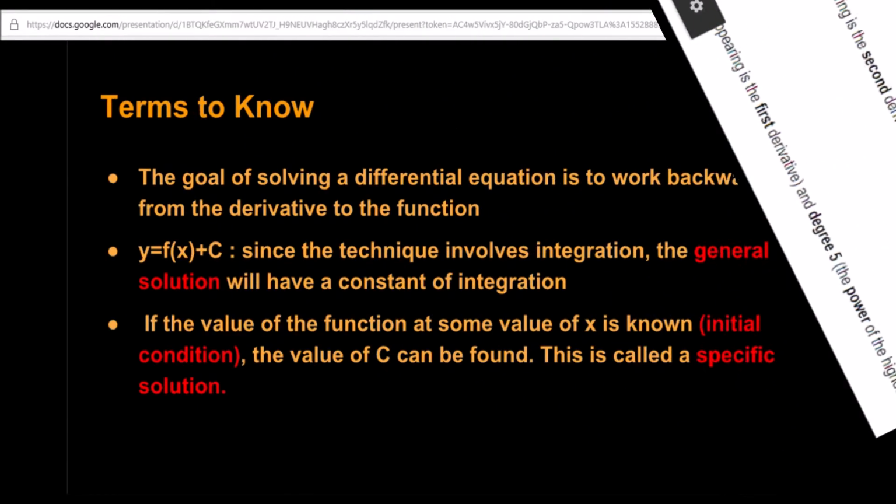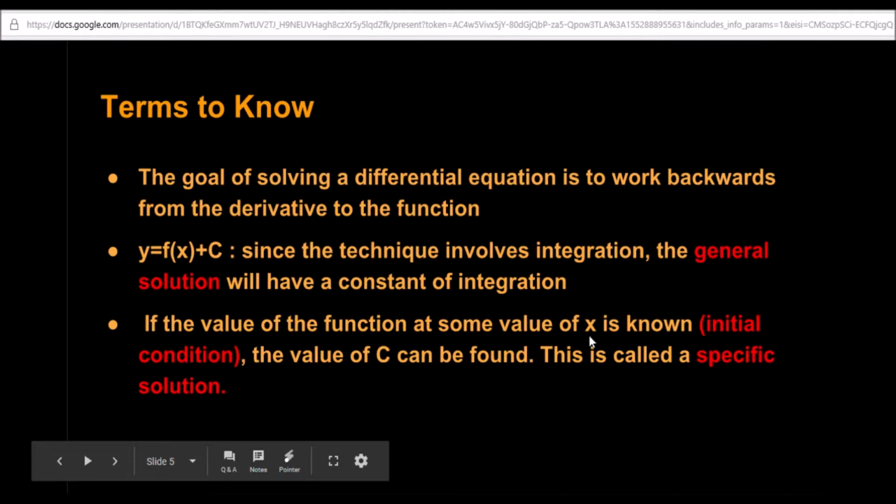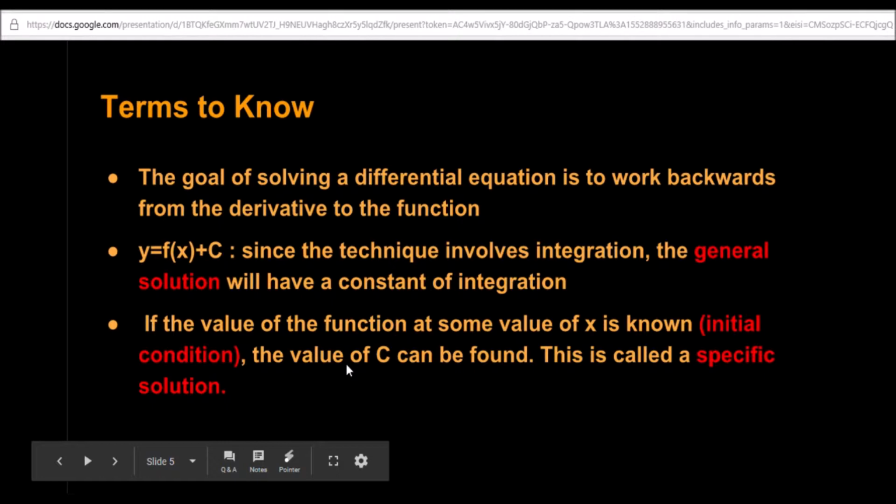Let's go over some general concepts about differential equations before we get into examples. The goal of solving a differential equation is to work backwards from the derivative to the function. So if you have an equation in the form of y equals f of x plus c, since the technique involves integration, it's going to have a general solution, not an actual value as a solution. It's going to have a constant of integration. But if the value of the function is known at x, that's going to be the initial condition, and then the value of c can be found, and it's going to have a specific solution.